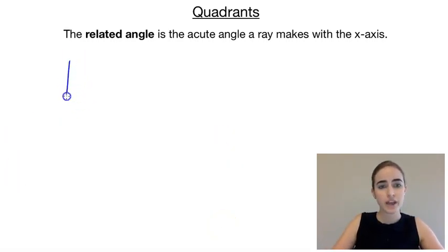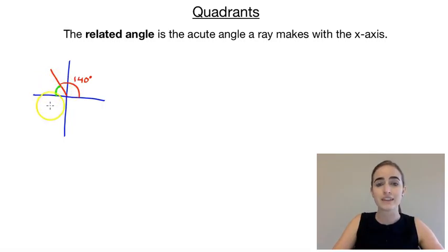So for example, if we had an angle coming up this direction, and we knew that this was an angle of 140 degrees, the related angle is this angle in here. So it's the acute angle that that ray makes with the x-axis. So it would have a related angle of 40 degrees.